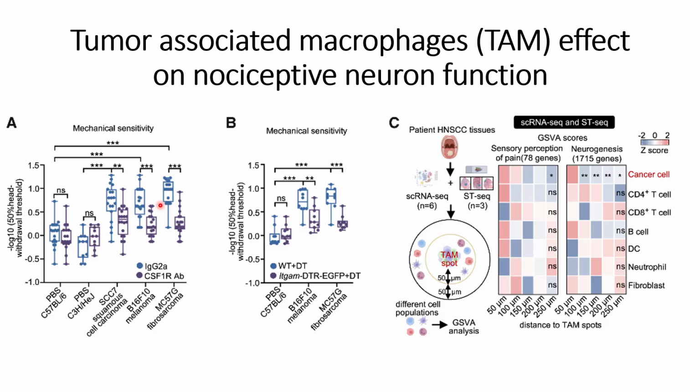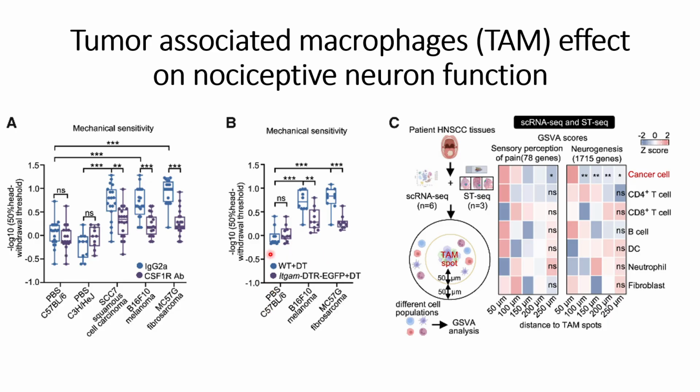And they did similar studies with a different strategy. In this strategy, they use Itgam-DTR-EGFP plus DT and the wild-type DT. So here the ITGAM is targeted by this DT, so that it will deplete the macrophages around the tumors, and the wild-type DT does not affect the macrophages, as it is not specific to any kind of cells.